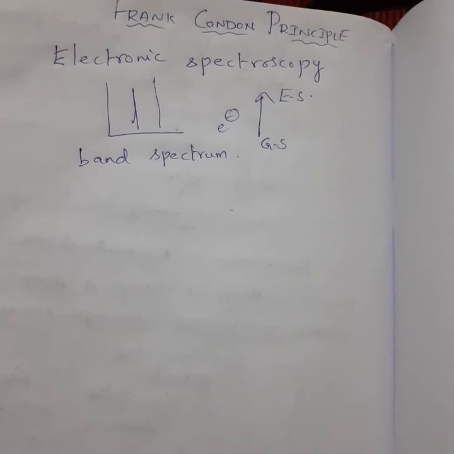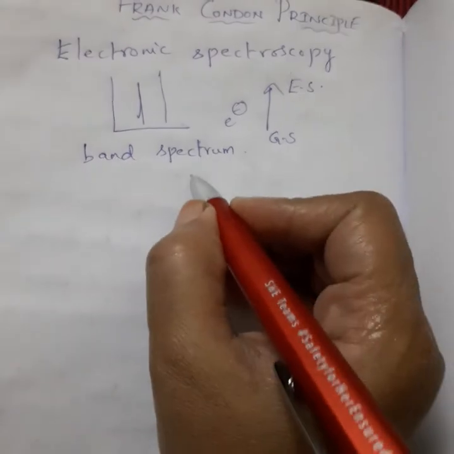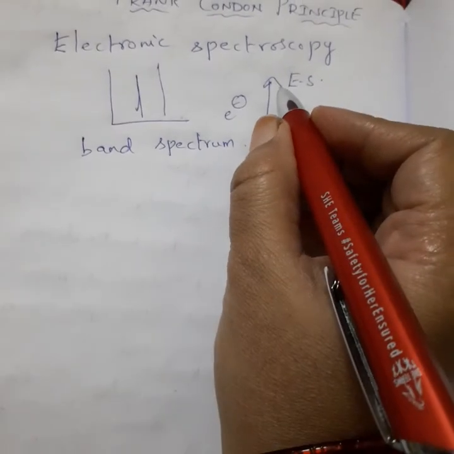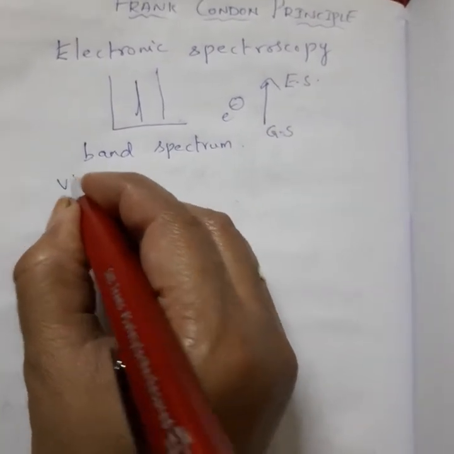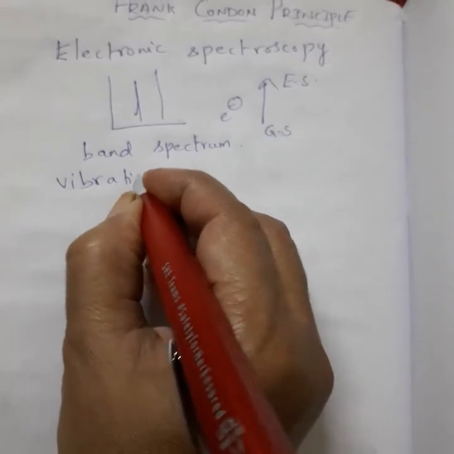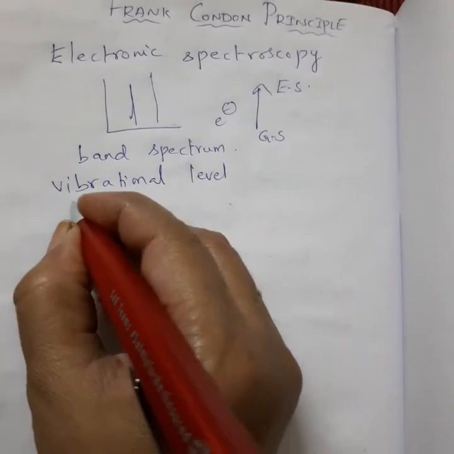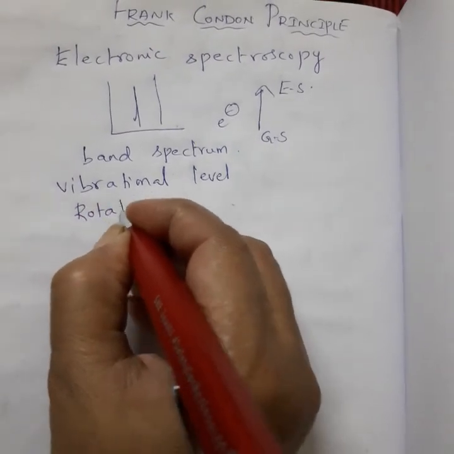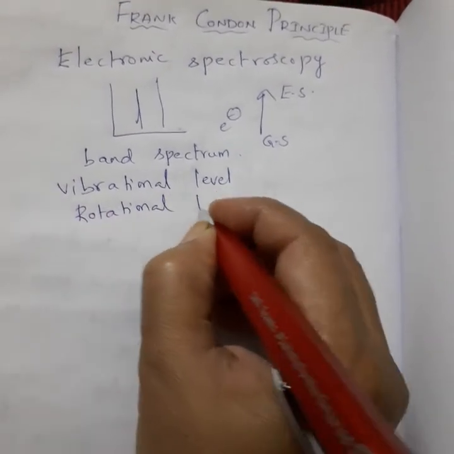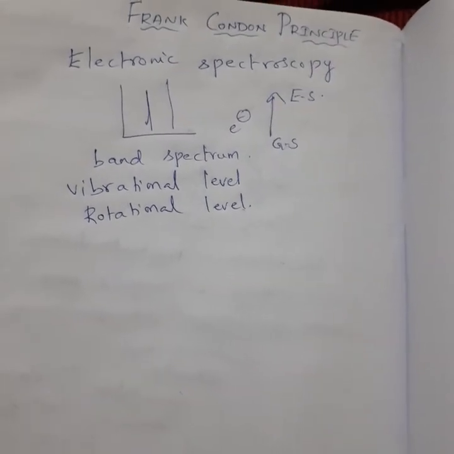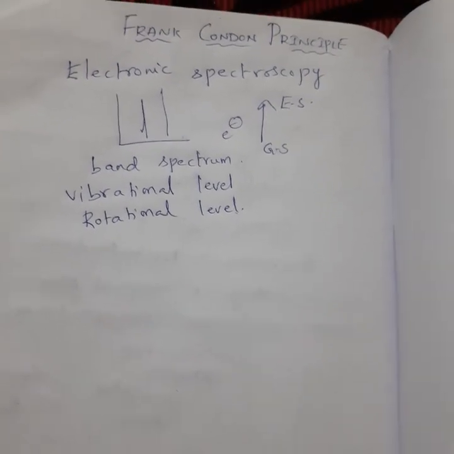Because during these electronic transitions, not only do transitions take place from one electronic level to another electronic level, but also from one vibrational level to another vibrational level. Similarly, transitions take place between one rotational level and another rotational level. I'll show you the graph here.